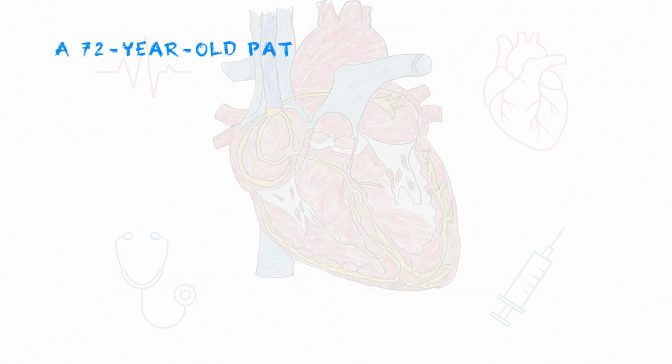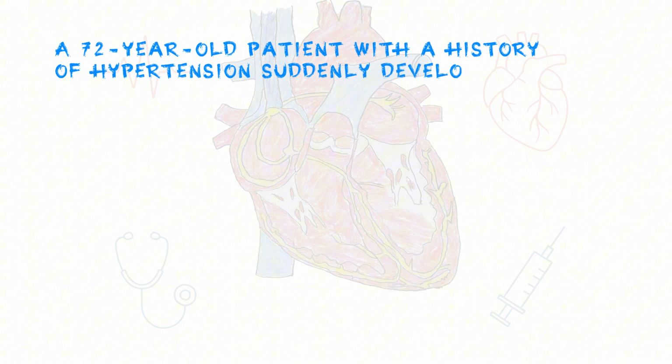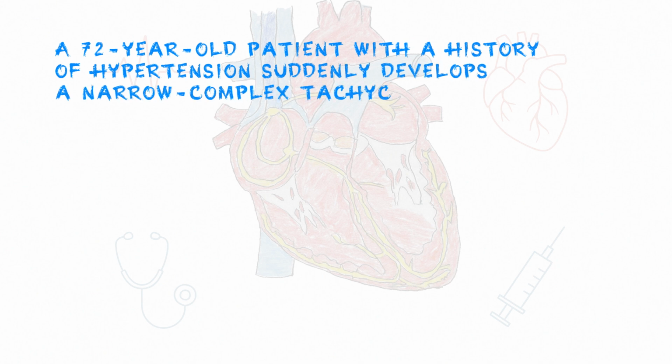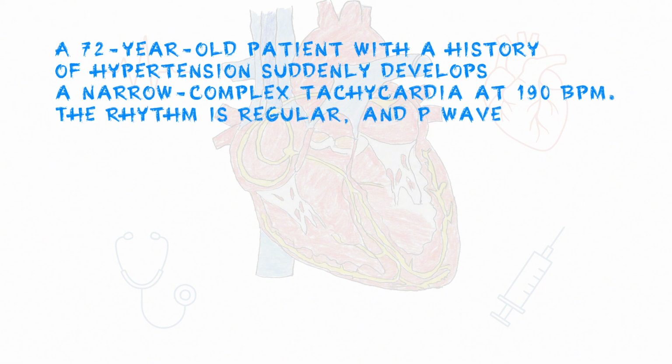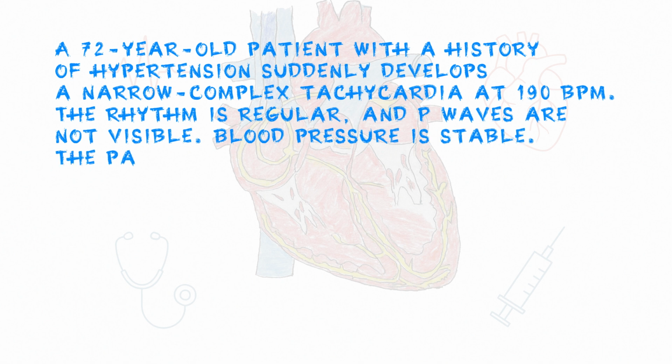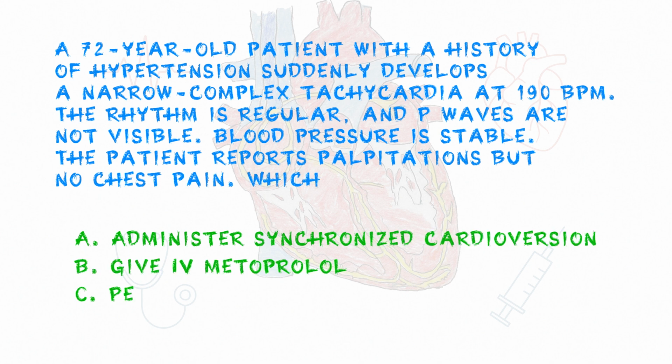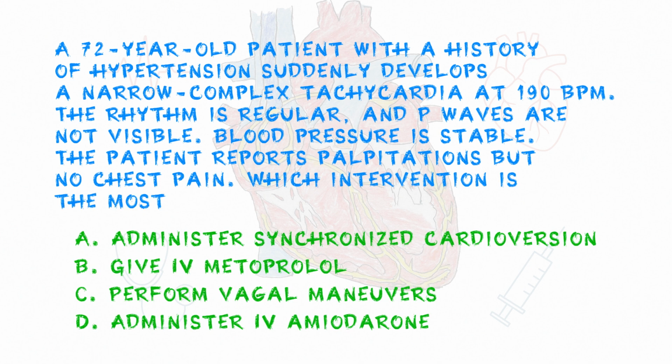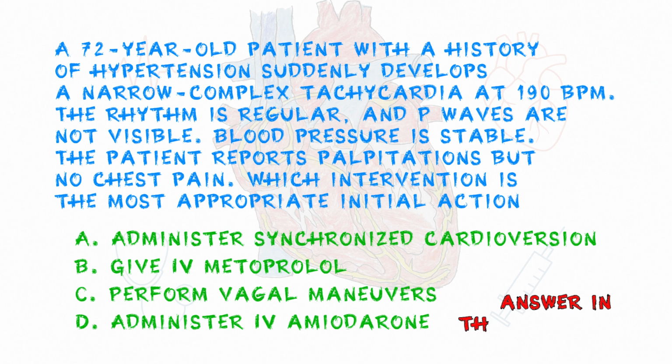Alright, question. A 72-year-old patient with a history of hypertension suddenly developed a narrow complex tachycardia at 190 beats per minute. The rhythm is regular and the P waves are not visible. Blood pressure is stable. The patient reports palpitations but not chest pain. Which intervention is the most appropriate initial action?